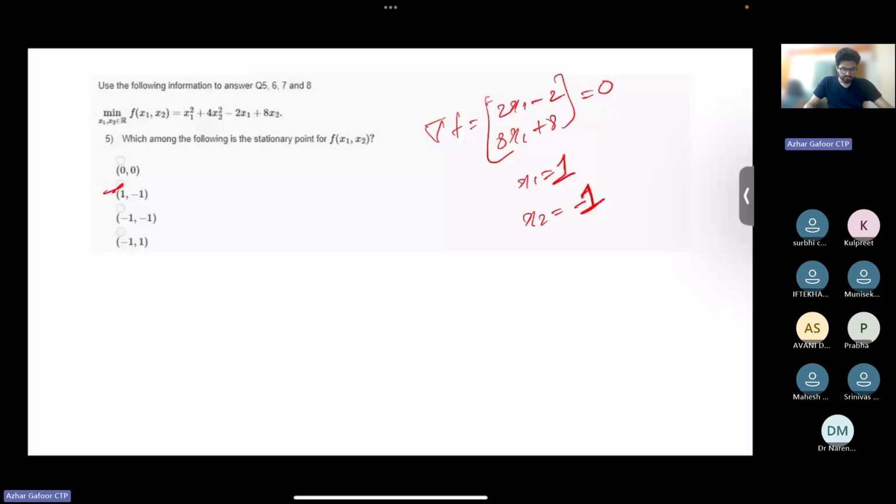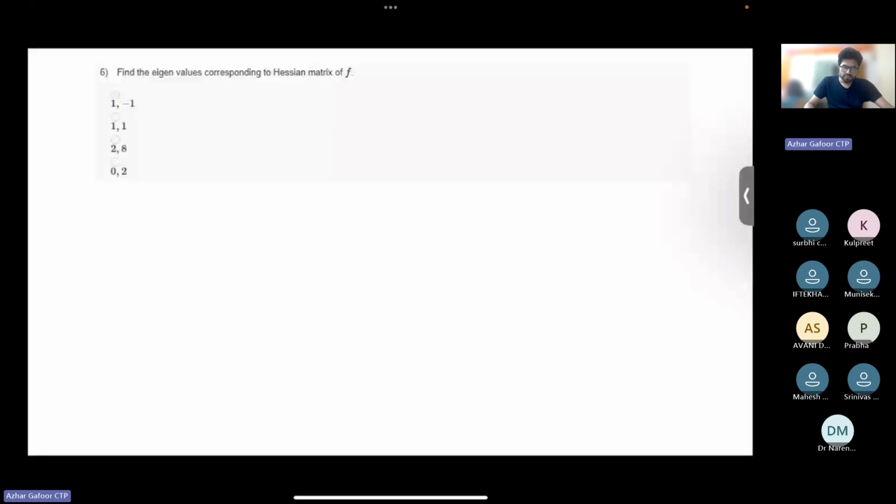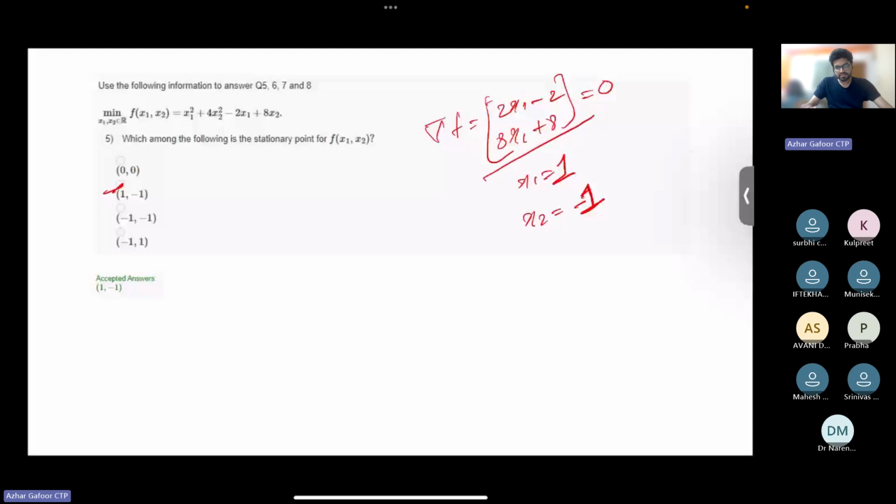And now try to find the Hessian matrix of the same question. So here is the function. Now try to find the Hessian and try to find the eigenvalue.